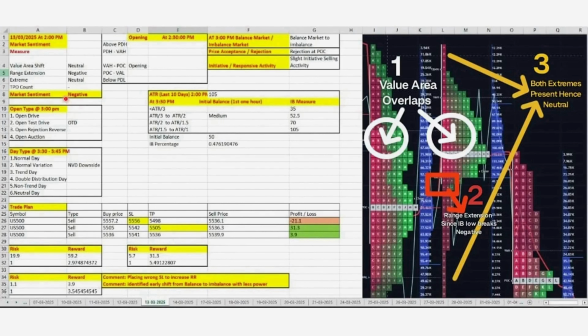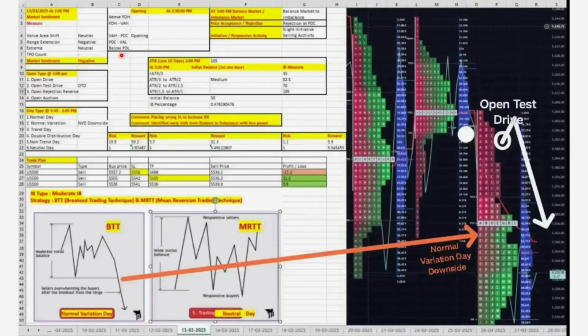This analysis doesn't require today's profile data. Thus by 2 p.m. I have both the market sentiment and the expected volatility, which we have calculated to be around 105 points for this particular Excel sheet on that day. When the market opens at 2:30 p.m., we see that the opening is near the previous day's point of control, indicating a balance condition, which I marked as open.